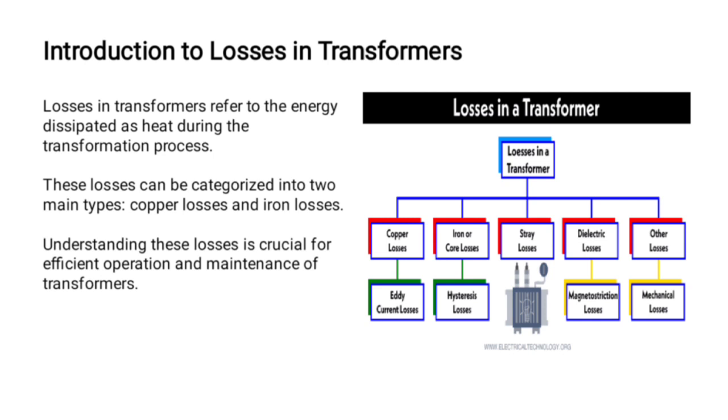Losses in transformers refer to the energy dissipated as heat during the transformation process. Transformer losses are generally produced by the electrical current flowing in the coils and the magnetic field alternating in the core. The losses associated with the coils are called load losses, while the losses produced in the core are called no-load losses. These losses are classified into two main types: copper losses and iron losses. Understanding these losses is crucial for efficient operation and maintenance of transformers.